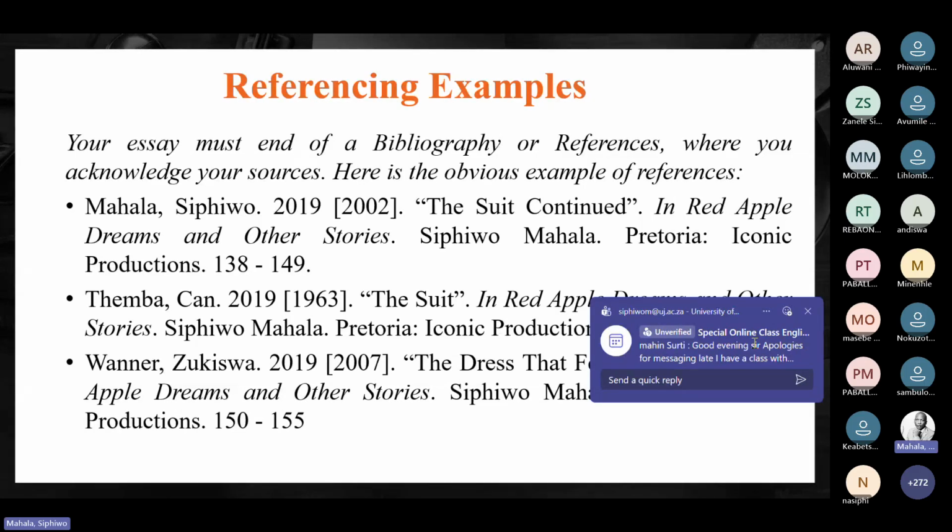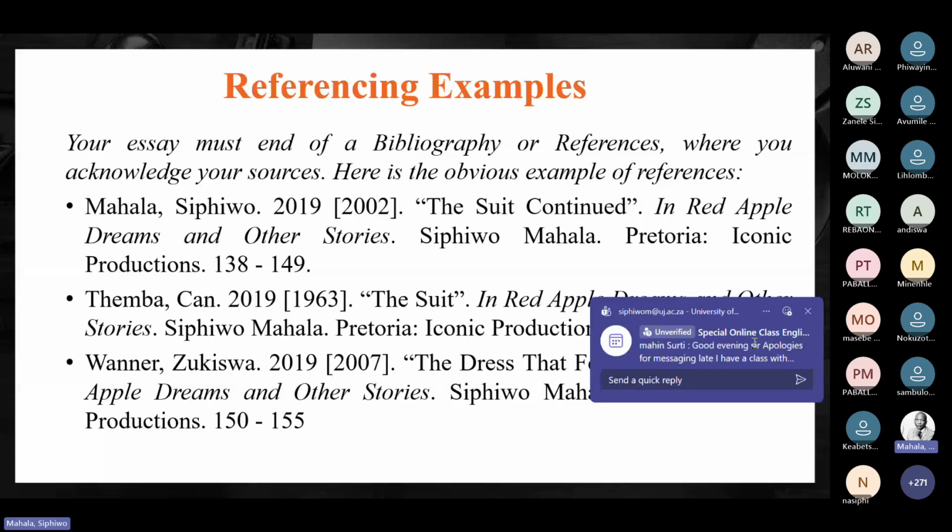Because you're discussing The Suit Continued and The Dress That Fed the Suit. This is how you reference them, right? Again, this is at the bottom of your essay. Once you are done with writing your essay, you need to list the books that you referenced. So obviously, these stories, because you'll be discussing them, you'll be required to reference them. So the author of The Suit Continued.